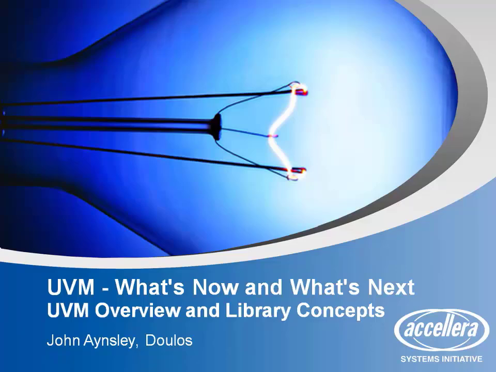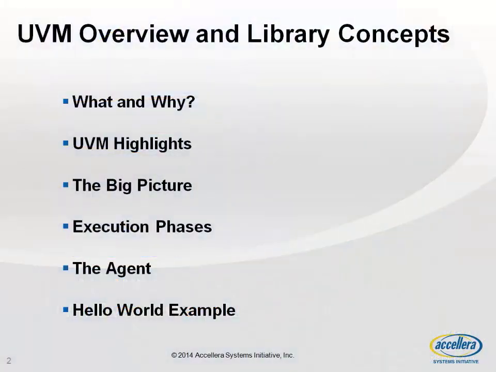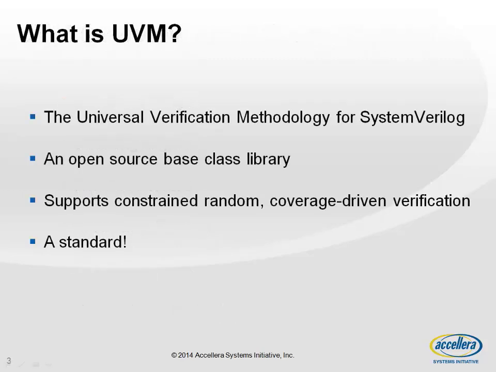Let's start off with basic what's and whys, what it is, what's it all for. Then look at some highlights of UVM, look at the big picture, then dive into execution phases, the agent architecture, and then talk you through an example. The code from the example is still kicking around on the Doulos website if you want to go download it at some point.